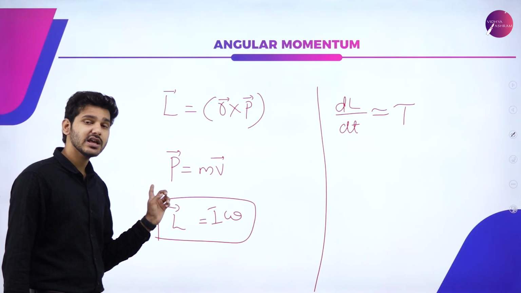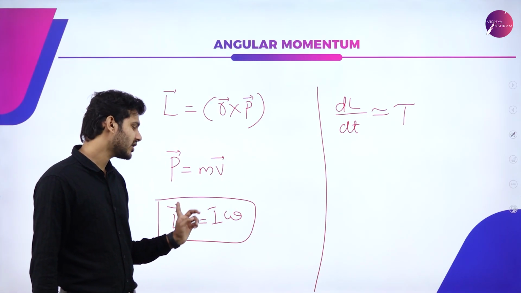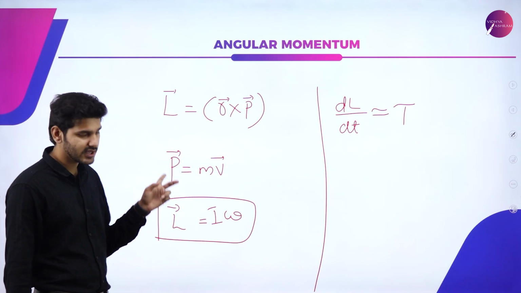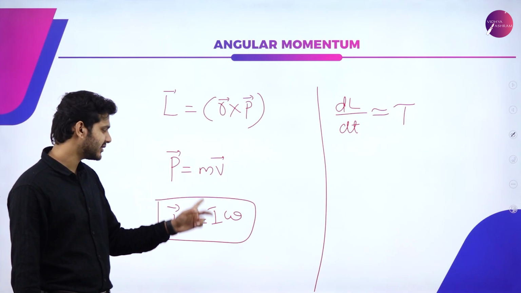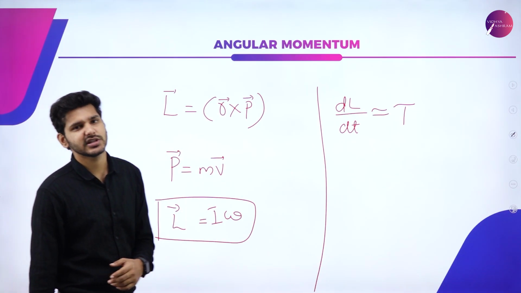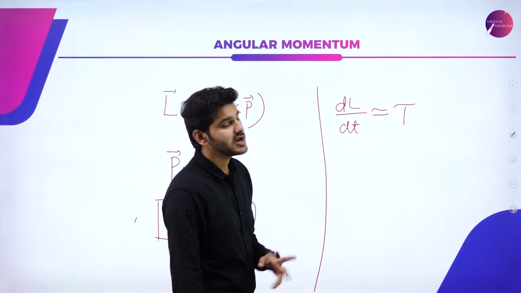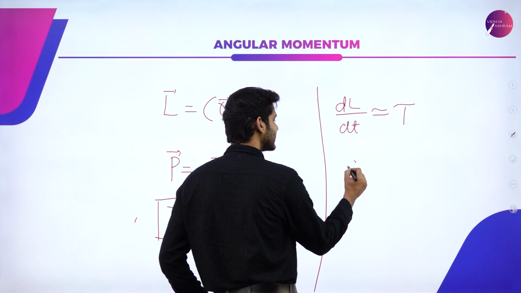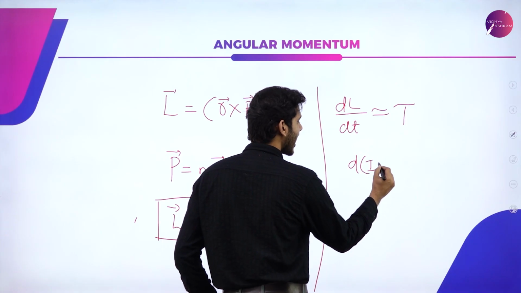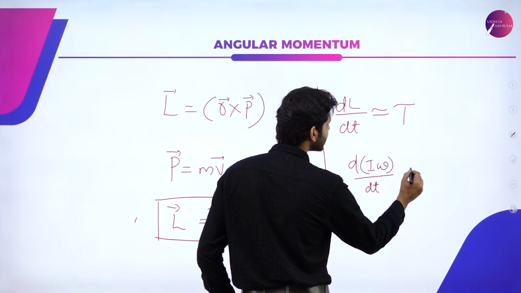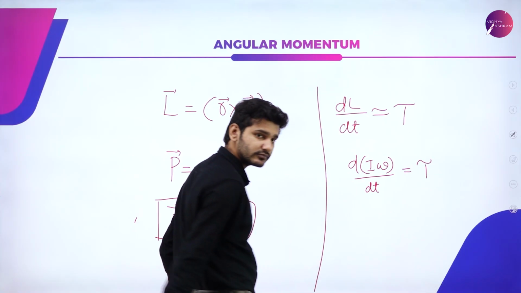This is the translational analogue of angular momentum. In the rotational sense, instead of p it will be L, instead of mass it will be moment of inertia, and instead of velocity it will be angular velocity. So like that, you can just imagine. Now, if I differentiate, this will be d(I omega) by dt, which is equal to tau.